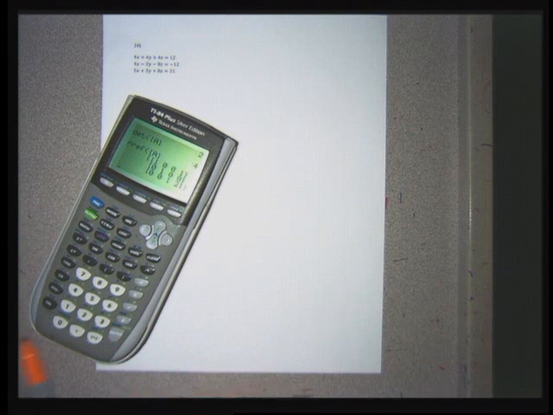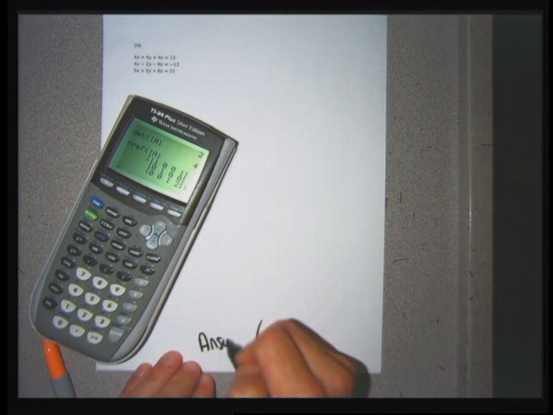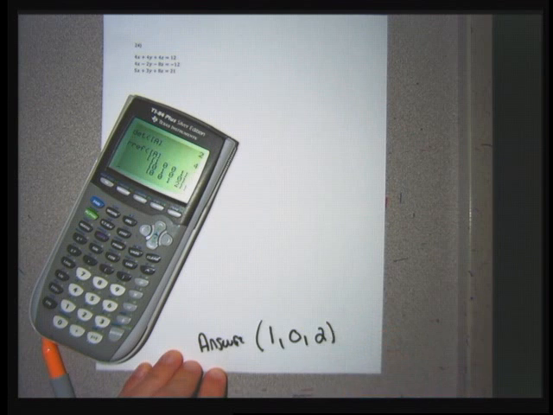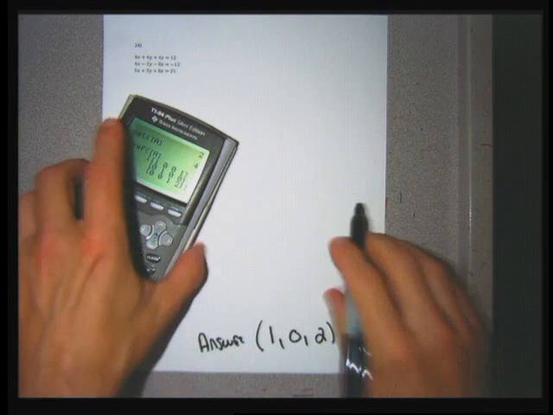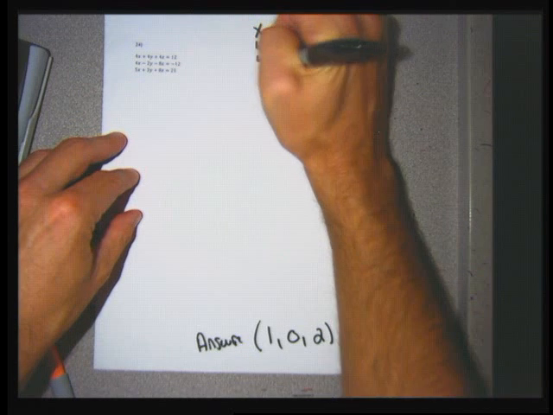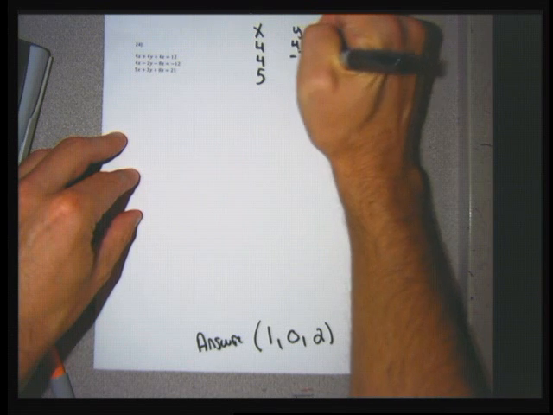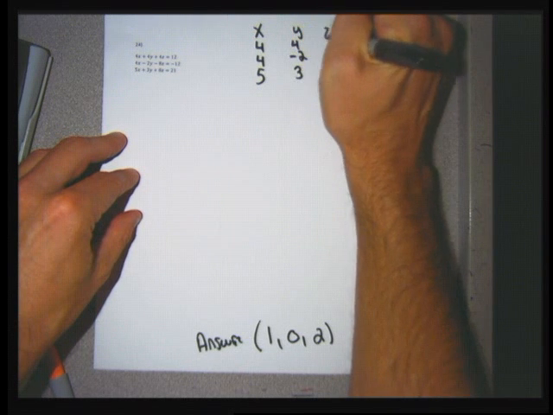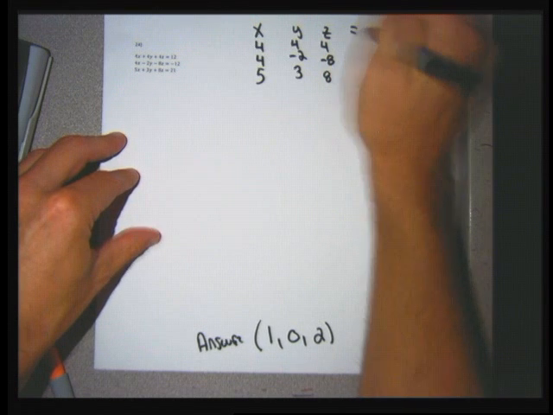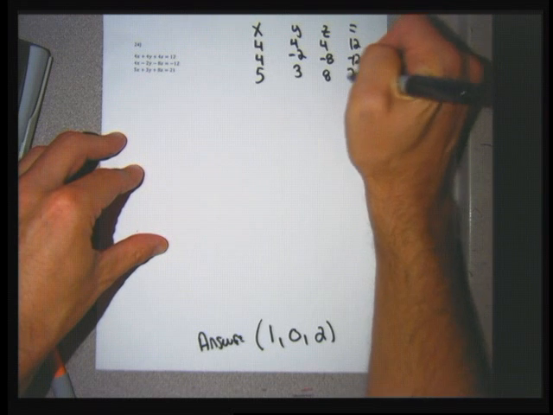The answer to this is supposed to be x equal to 1, y equal to 0, z equal to 2. Write down my columns now. The x column of numbers are 4, 4, and 5. The y column of numbers is 4, negative 2, and 3. The z column of numbers is 4, negative 8, and 8. The equals column is 12, negative 12, and 21.